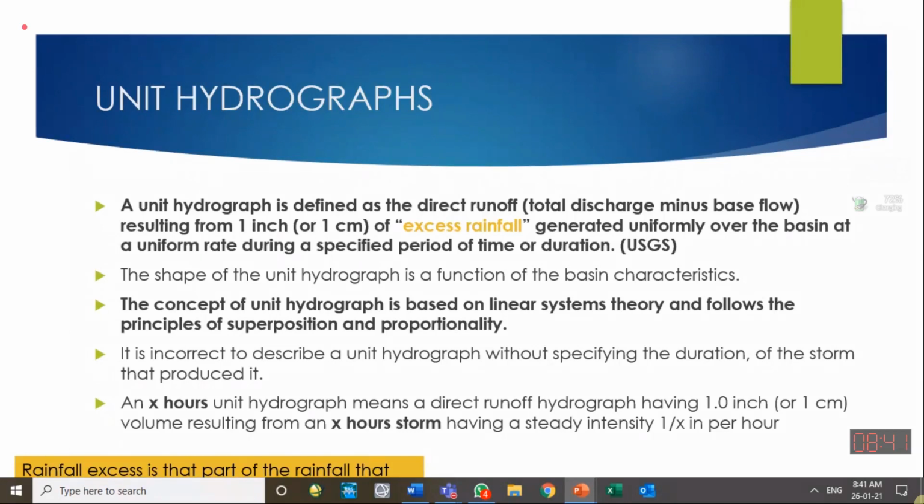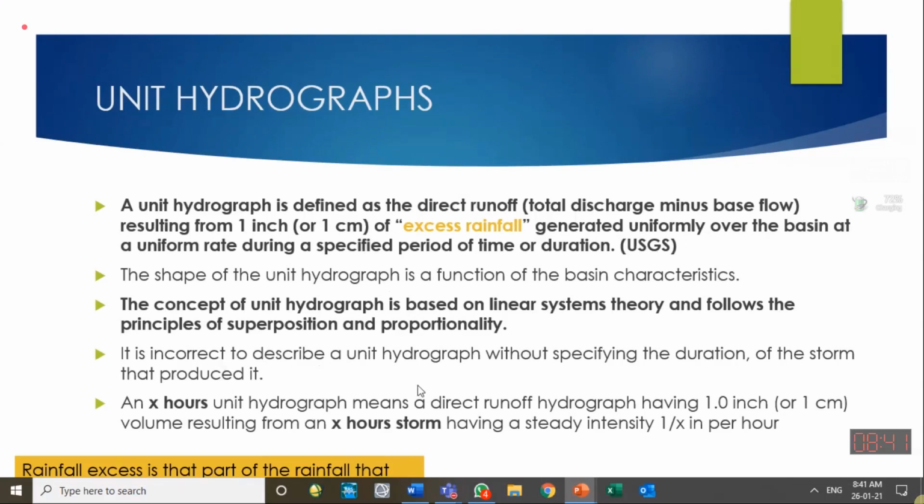Got it? We have two different time definitions we studied earlier. So when we say this is a unit hydrograph of a 1 hour storm, that is the storm duration. The unit hydrograph can have a total duration equal to 23 hours or 10 hours or something else.